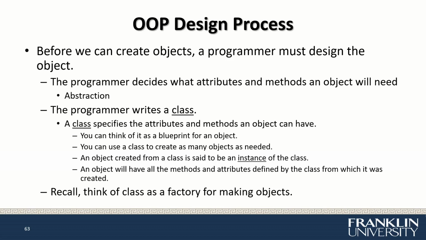The programmer writes a class, and the class specifies the attributes and methods an object can have. Again, you can think of a class as a blueprint for an object. You can use a class to create as many objects as needed. An object created from the class is said to be an instance of the class. An object will have all the methods and attributes defined by the class from which it is created. And recall, I said before, think of the class as a factory for making objects.